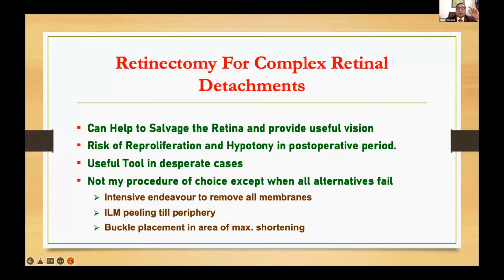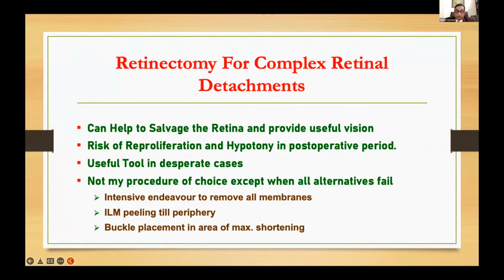Now, the fact is that retinectomy for complex retinal detachments can help salvage the retina and provide useful vision in many cases. There is, however, a risk of reproliferation and hypotony. And hypotony is very common in the post-operative period. However, it's a useful tool for desperate cases. At the same time, let me tell you, this is not a preferred technique for me. It's not a procedure of choice for me, except when all these alternatives fail.